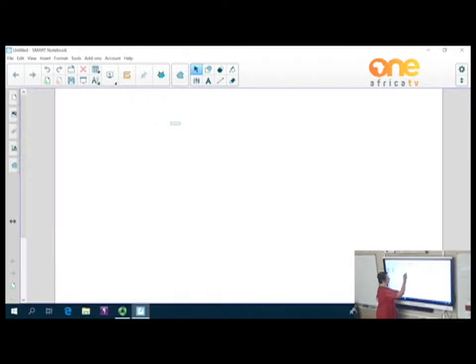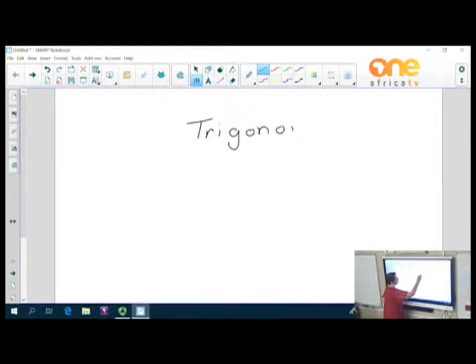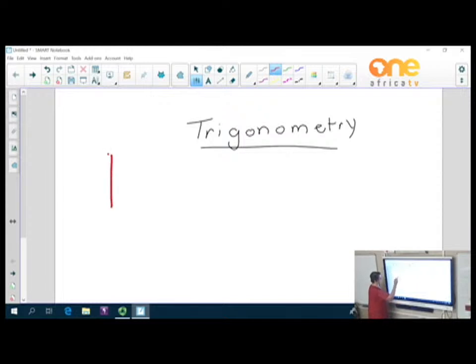Busy with trigonometry. Today we have a mixed exercise. So now we must make sure that we understand everything about trigonometry. Let's just revise what we know at this stage. When we work in a right-angled triangle, this is opposite, hypotenuse, and adjacent. This is a right-angled triangle.